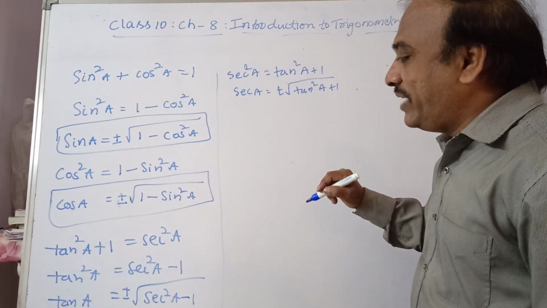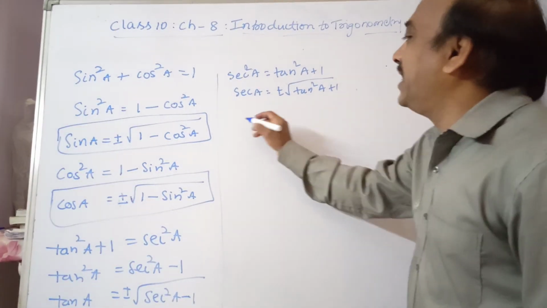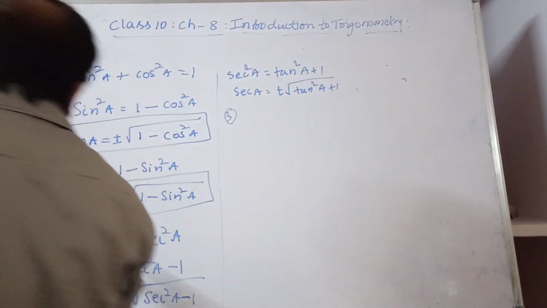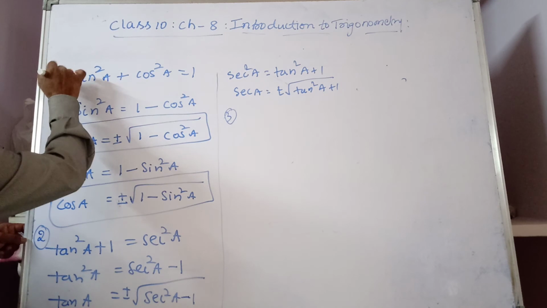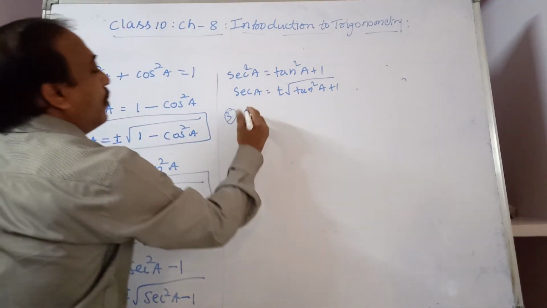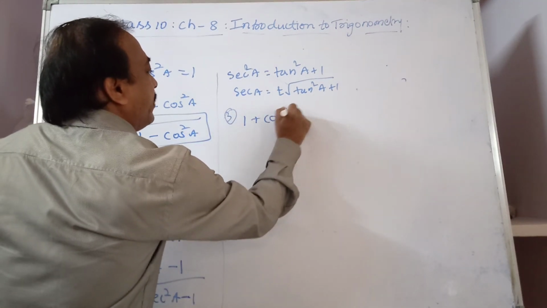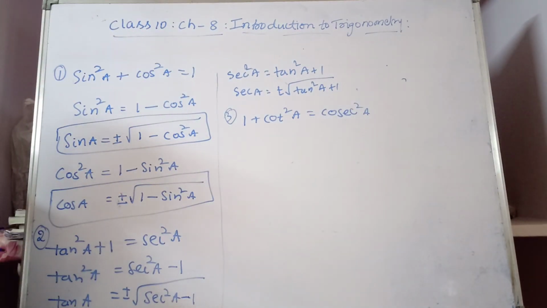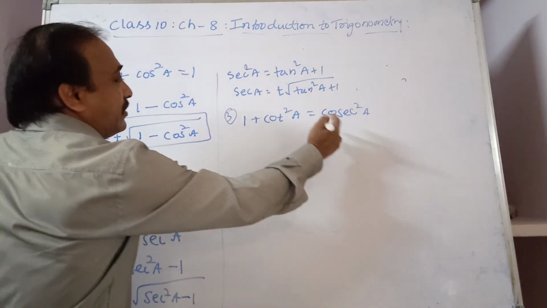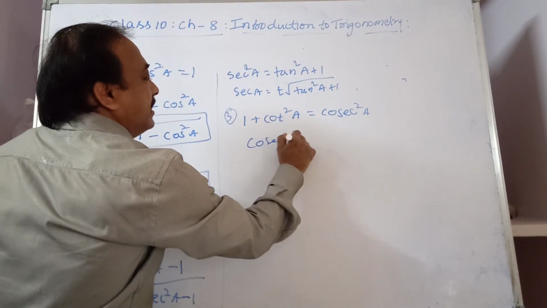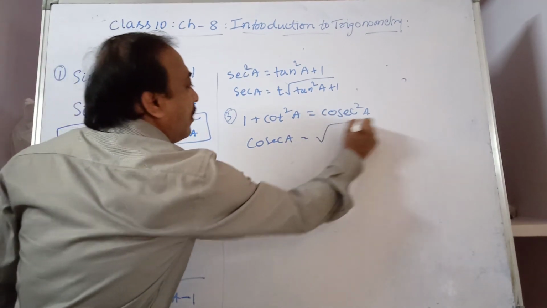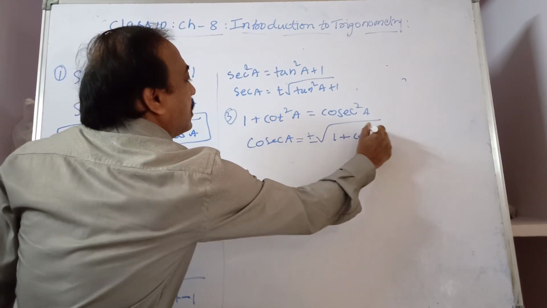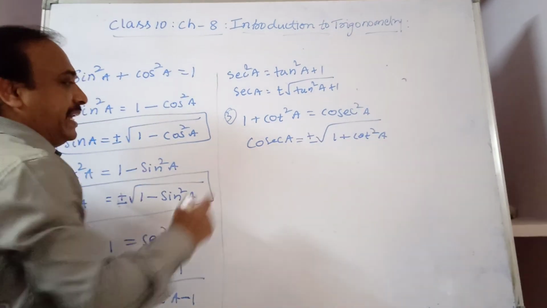Now the third identity we have. This is from the second identity, and this is from the first identity. The third identity is 1 plus cot square A is equal to cosecant square A. So from this you can write cosecant A is equal to plus or minus root of 1 plus cot square A. We can write either plus or minus.